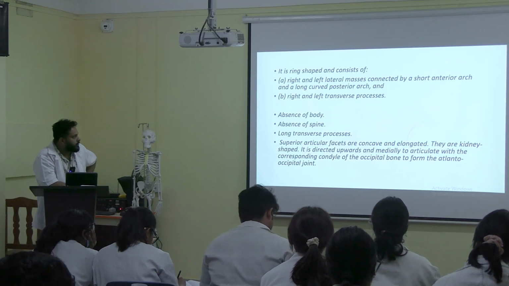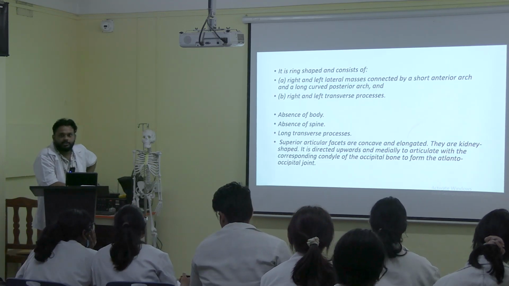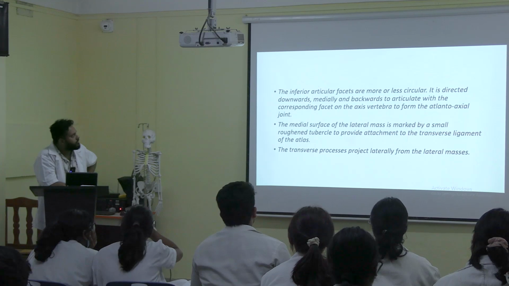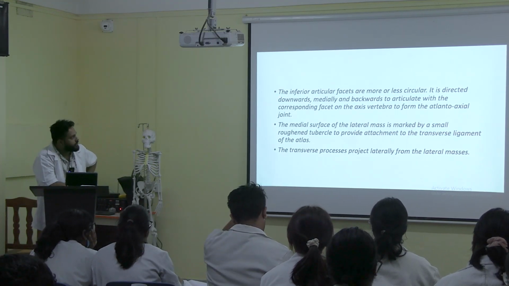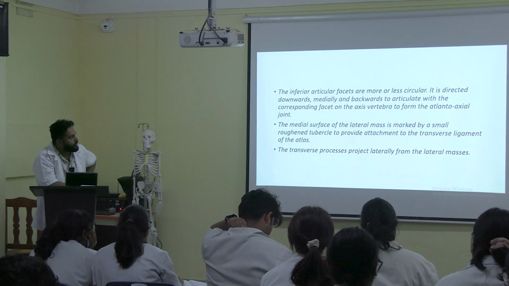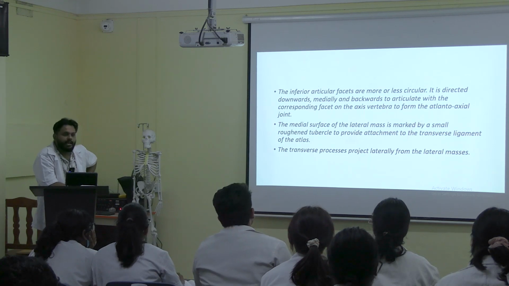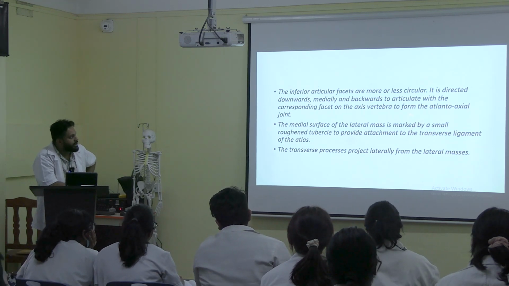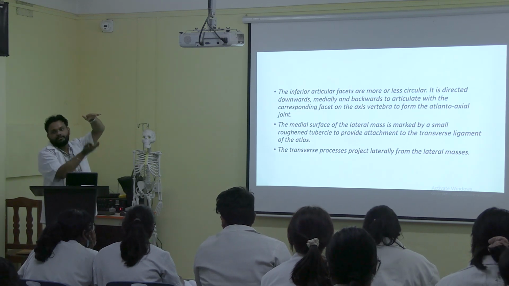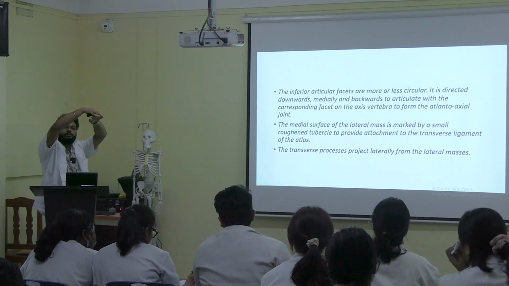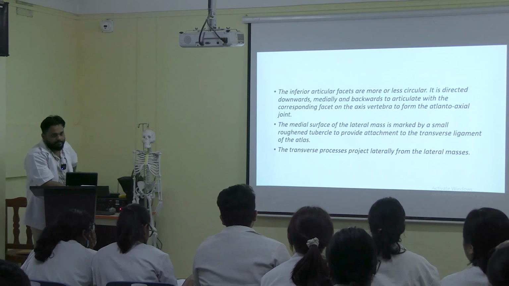They articulate with the corresponding condyle of the occipital bone, forming the atlanto-occipital joint. Right? The inferior articular facets are more or less circular. They are directed downwards, medially and backwards to articulate with the corresponding facet on the axis vertebra to form the atlanto-axial joint. नीचे axis, ऊपर atlas, atlanto-axial. ऊपर है occipital, atlanto-occipital joint. ठीक है?